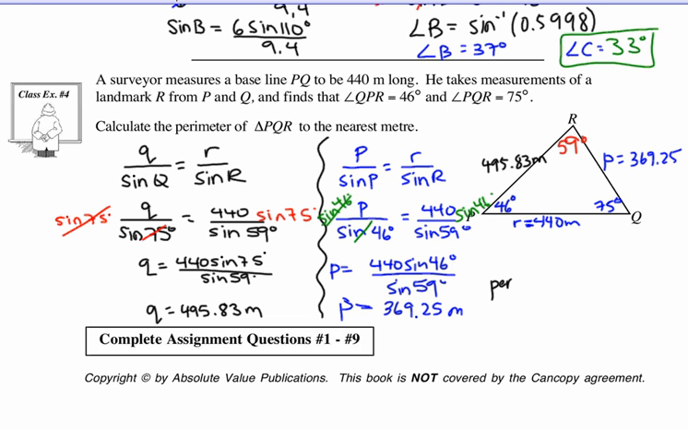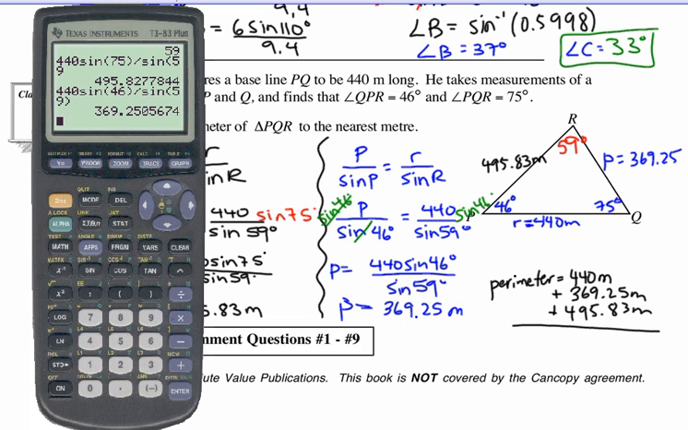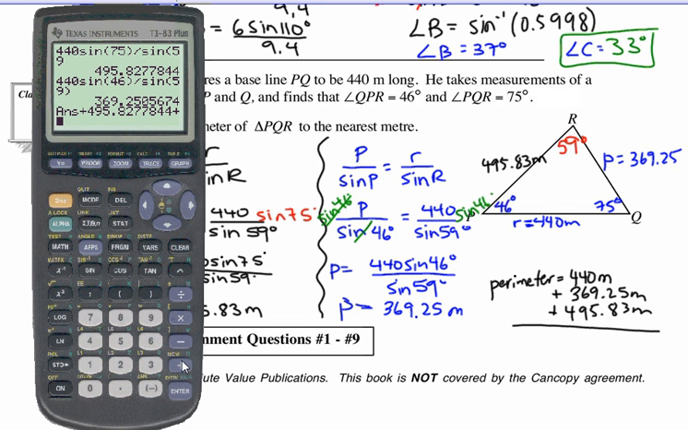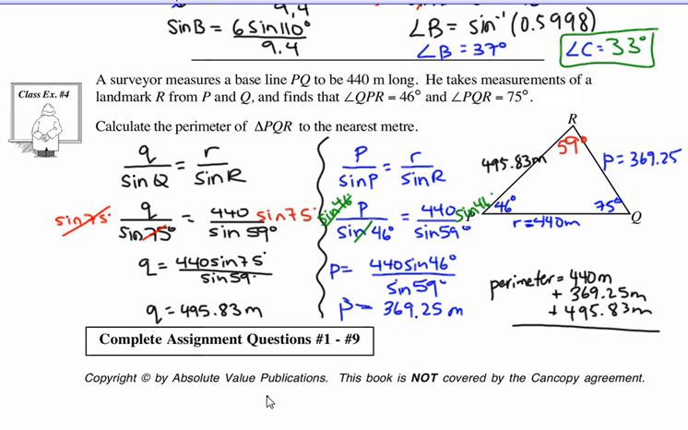Well, our perimeter is the sum of all three sides. So 440 meters plus the 369.25 meters plus 495.83 meters. Adding that all together, and they want us to round to the nearest meter. So in my calculator, I'll use my exact values, and the 440 we still need to add to that. To the nearest meter, 1,305 meters is our perimeter.